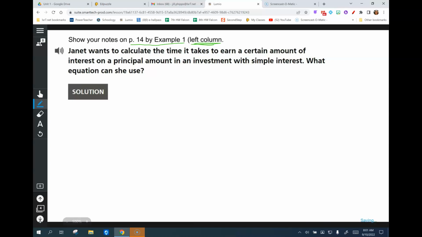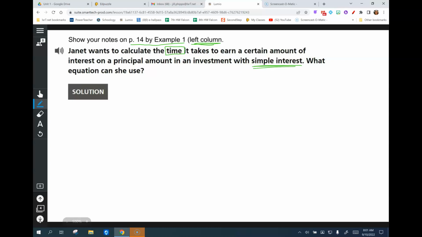Janet wants to calculate the time it takes to earn a certain amount of interest on a principal amount in an investment with simple interest. What equation can she use? So she wants to calculate time. Okay, that's important. It's also important that we need to know what is the simple interest formula.